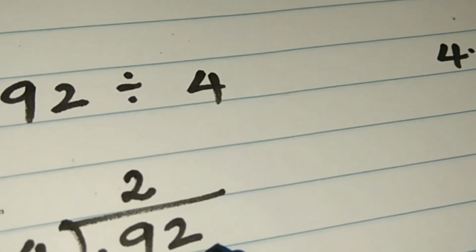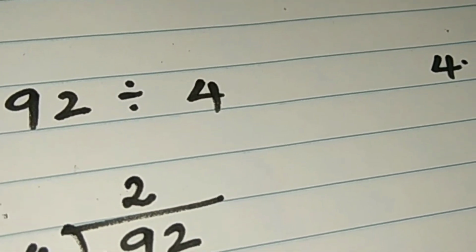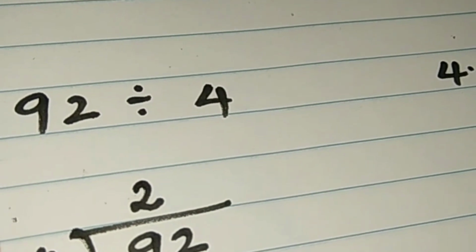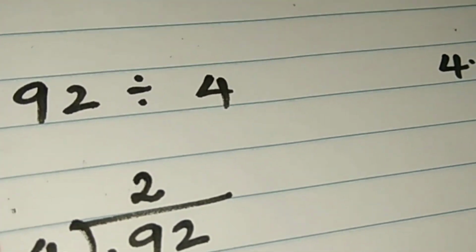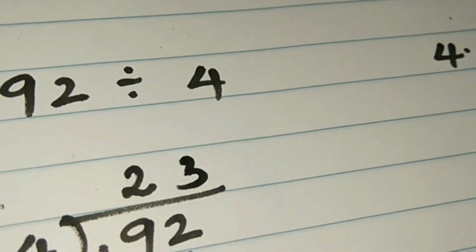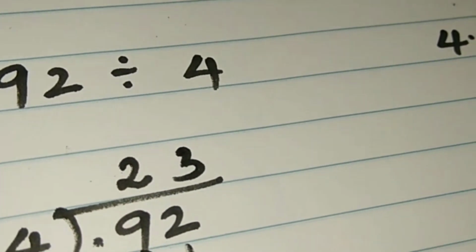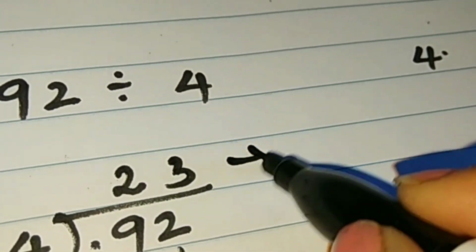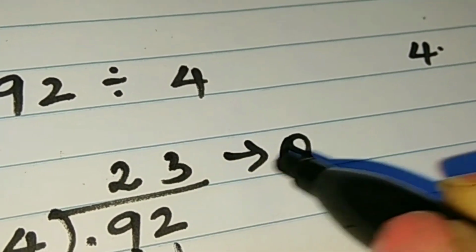Now the next step is to carry this 2 down. Now it becomes 12. Naturally this is greater than the divisor, because we still have to divide 12 by 4, and we know that 4 times 3 gives us 12. So it is completely divisible. Again the remainder is 0 and the quotient is 23.